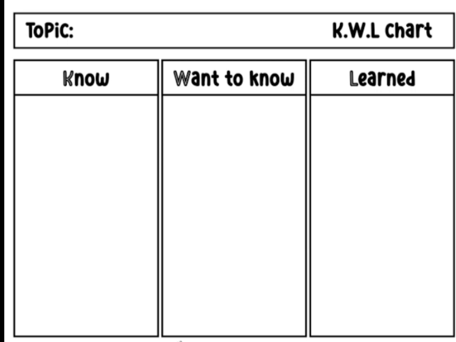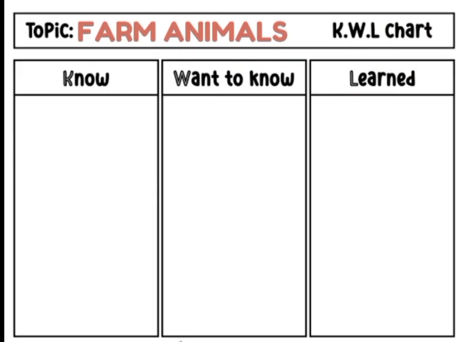In creating a KWL chart, you need to make columns and divide this into three parts, like what you see. After that, at the top of the three columns, you put the topic you choose for that day. For example, I choose farm animals.